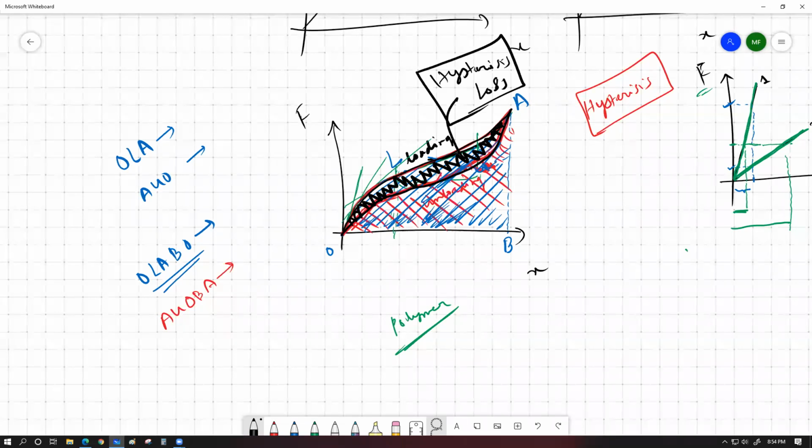We call it loss because... Tell me, can you say the spelling? H-Y-S-T-E-R-E-S-I-S, hysteresis. So this loop amount of energy is what we call hysteresis loss.